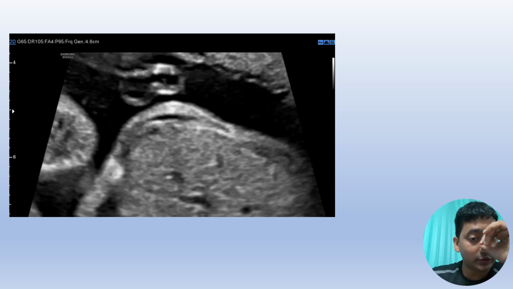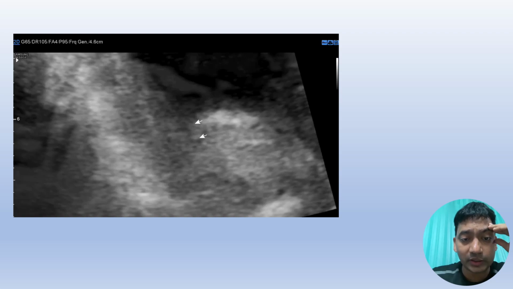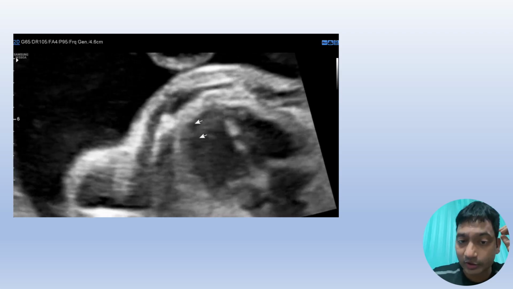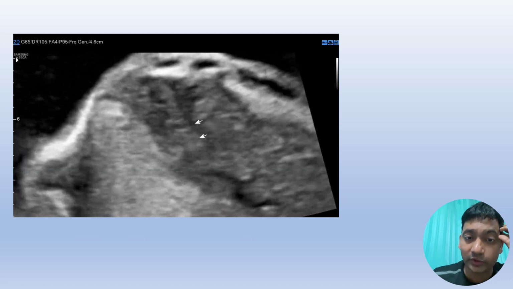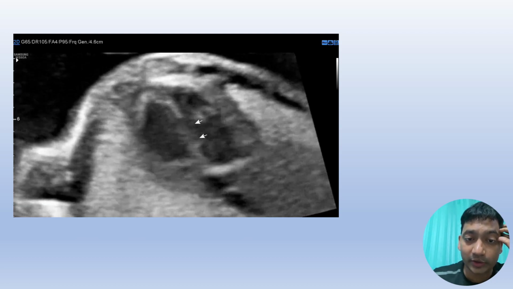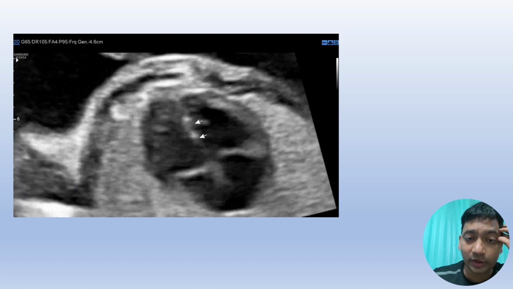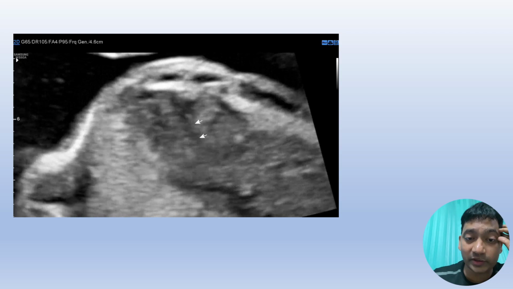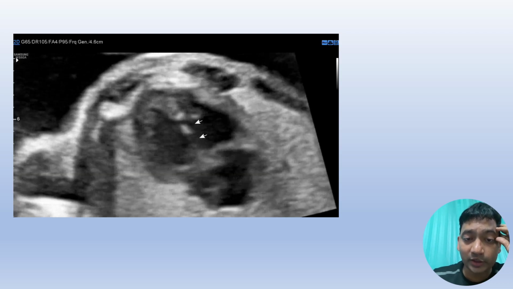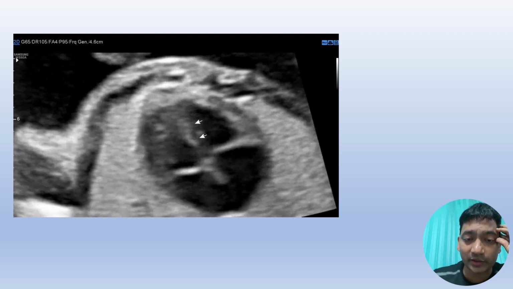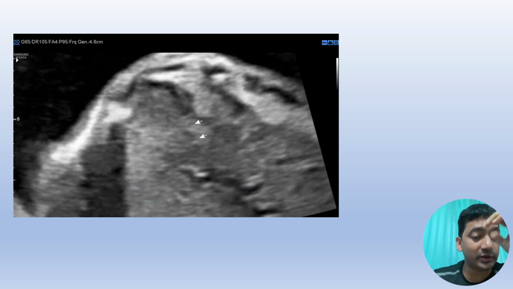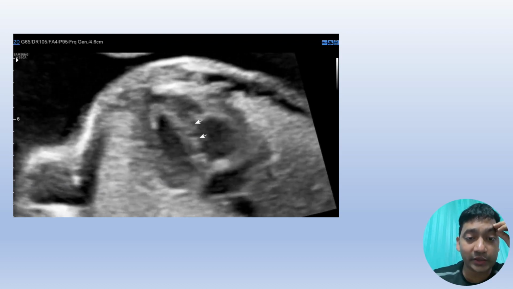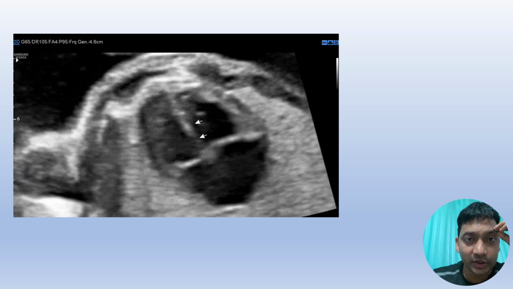So now let's move on to the other video. The same thing I have labeled over here using the arrowheads, and I'm demonstrating that we can see the echogenic borders of the VSD, and we can see some septal tissue remaining between the VSD and the crux, which defines that this is a muscular VSD and not an inlet VSD or other types of VSDs.